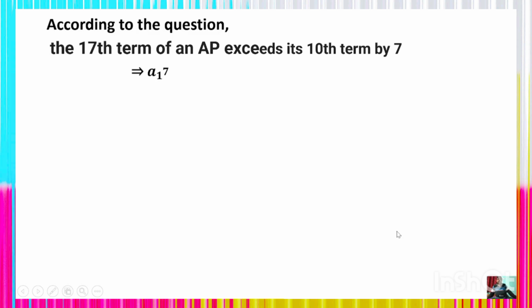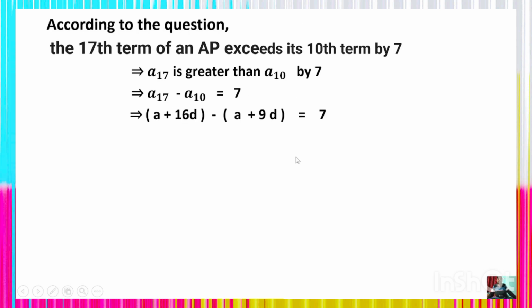So according to the question, the 17th term of an AP exceeds its 10th term by 7. It means a17 is greater than a10 by 7. It means a17 minus a10 is equal to 7. In place of a17 we can write a plus 16d, minus, in place of a10 you write a plus 9d, which is 7. Thus (a plus 16d) minus (a plus 9d) is equal to 7. So after removing the bracket you will get a plus 16d minus a minus 9d is equal to 7.